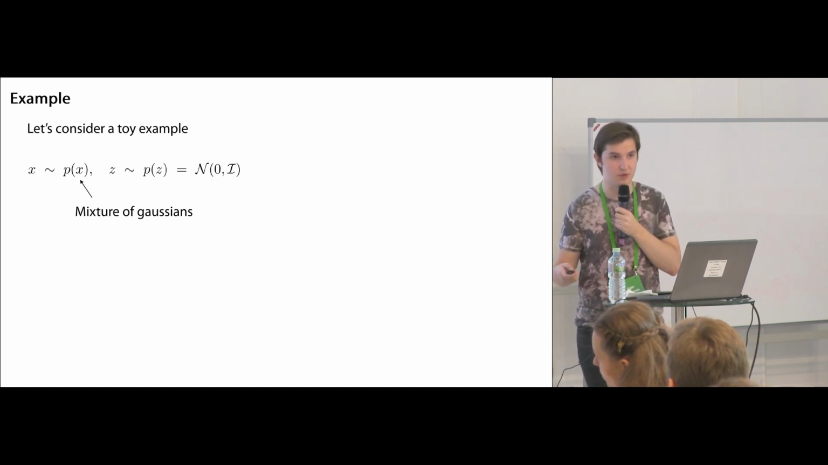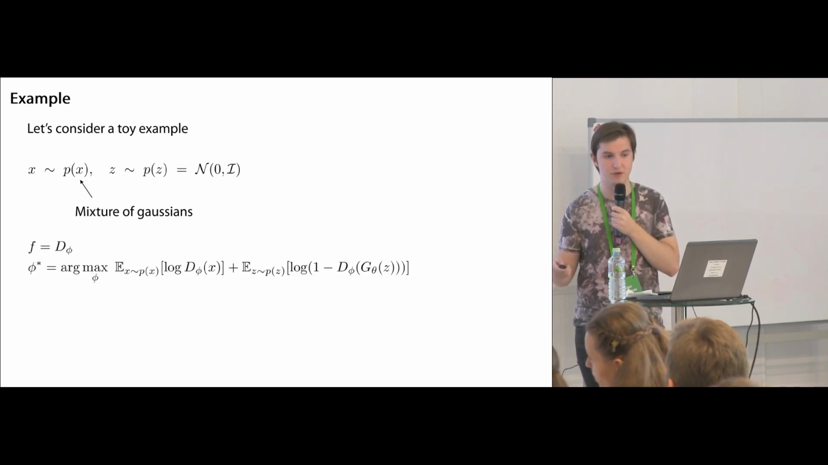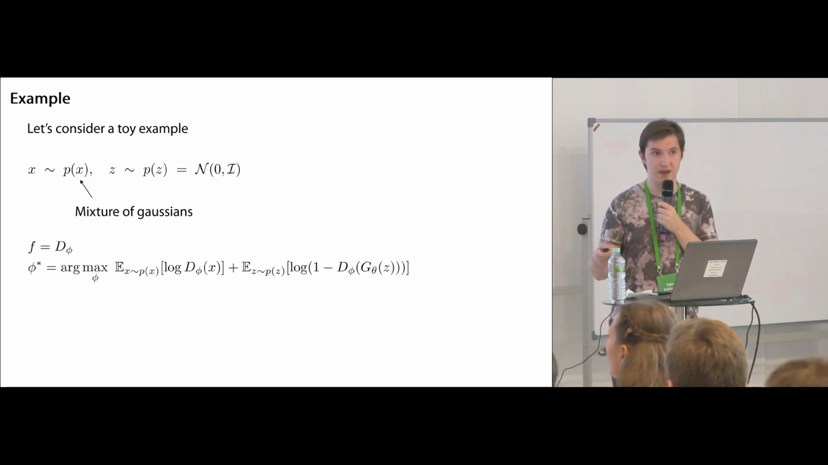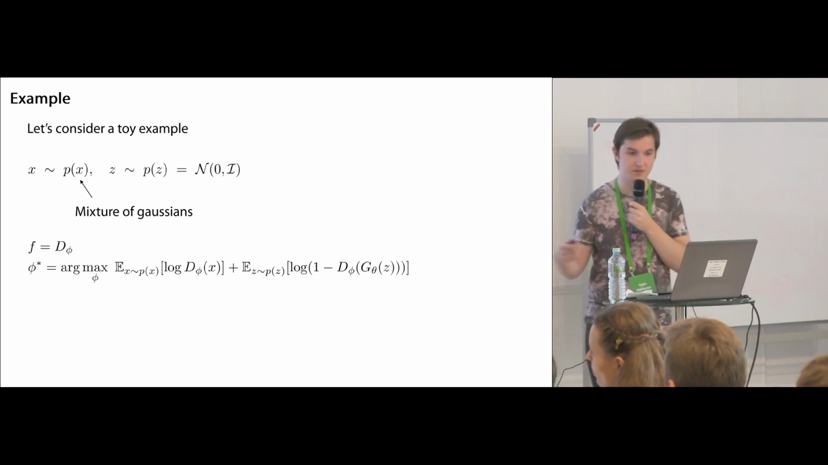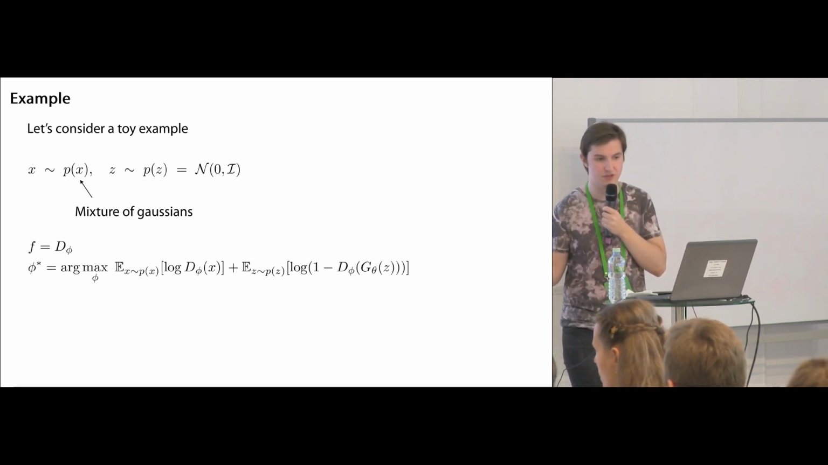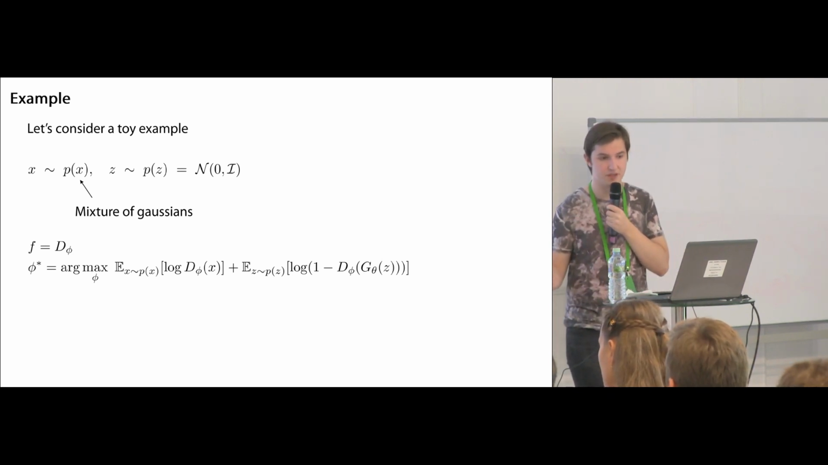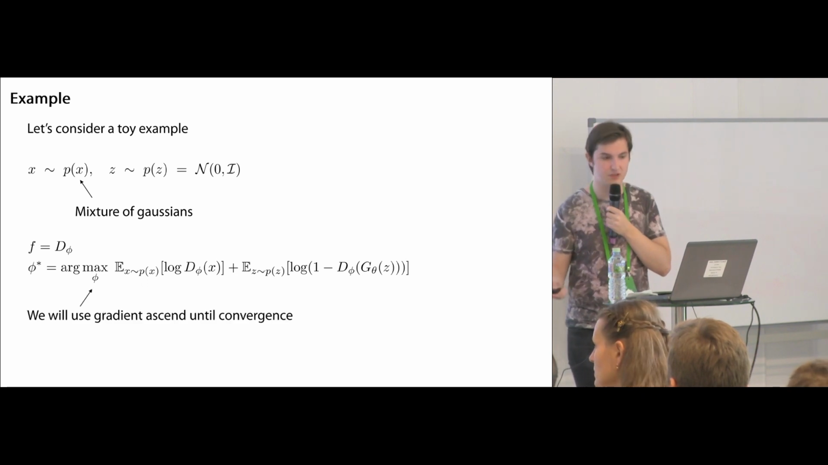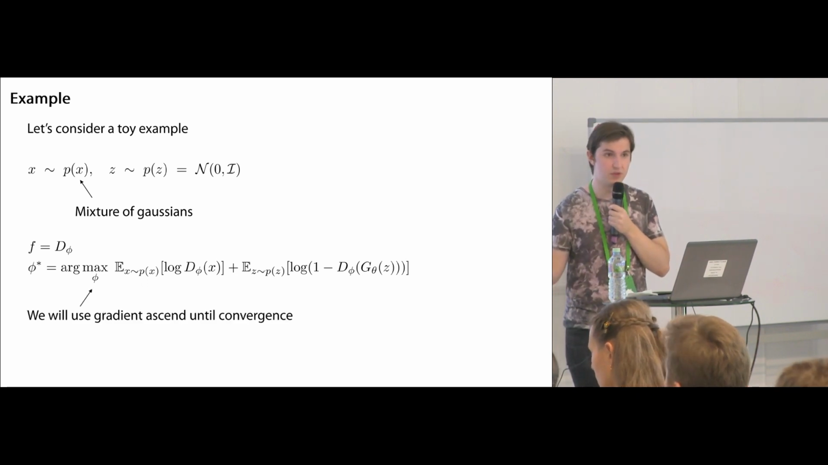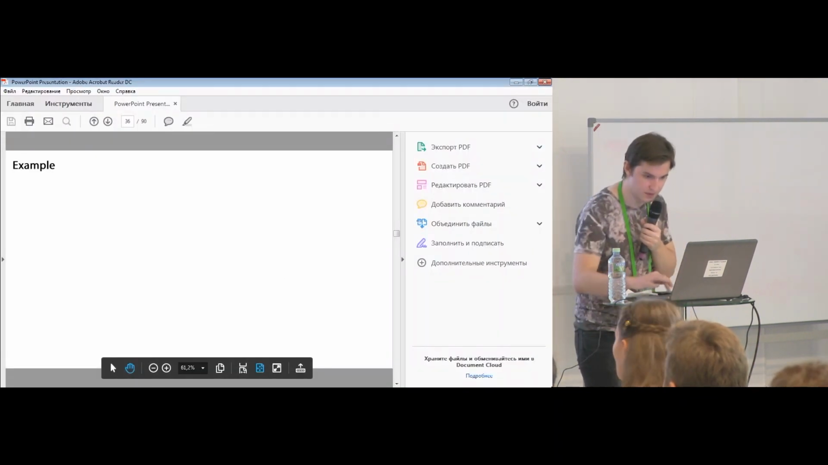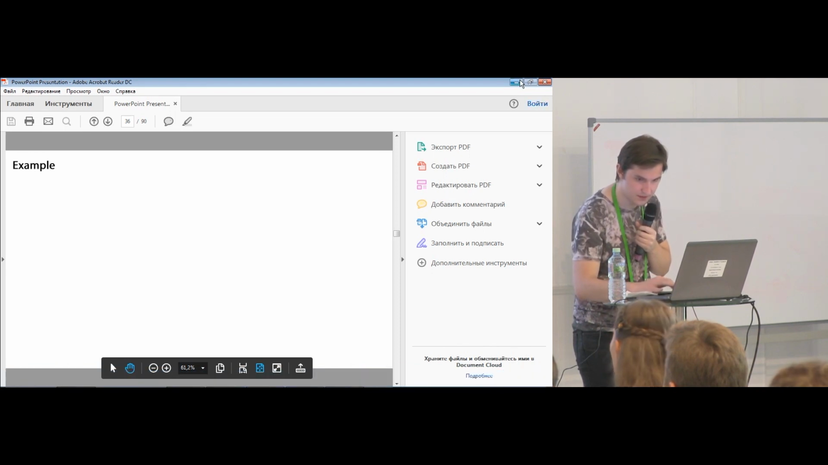And let's consider another toy example. We have the same problem, and for P of x, we will consider a mixture of Gaussians. In order to train F star, we will parameterize it with another neural network, D. We call D the discriminator, and G we call the generator. And instead of F star, we'll consider the optimal set of parameters phi star for that network, which is the solution of this optimization problem. We will also use gradient descent till convergence to solve that internal optimization problem. And let's see how it behaves in practice.